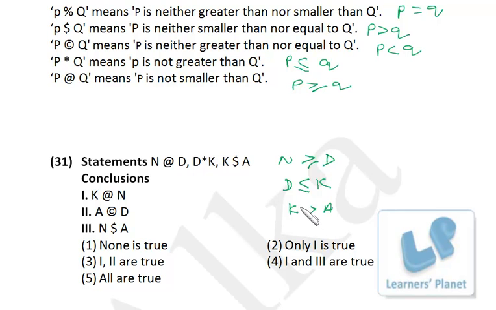Now we can see there is no specific order over here, right? I'll just rewrite it over here: N is greater than or equal to D, D is less than or equal to K, and K is greater than A. So we cannot see any order over here. Here it is a greater than sign, a less than sign, further a greater than sign, right? So in these sorts of cases, generally we cannot establish any relationship, right?